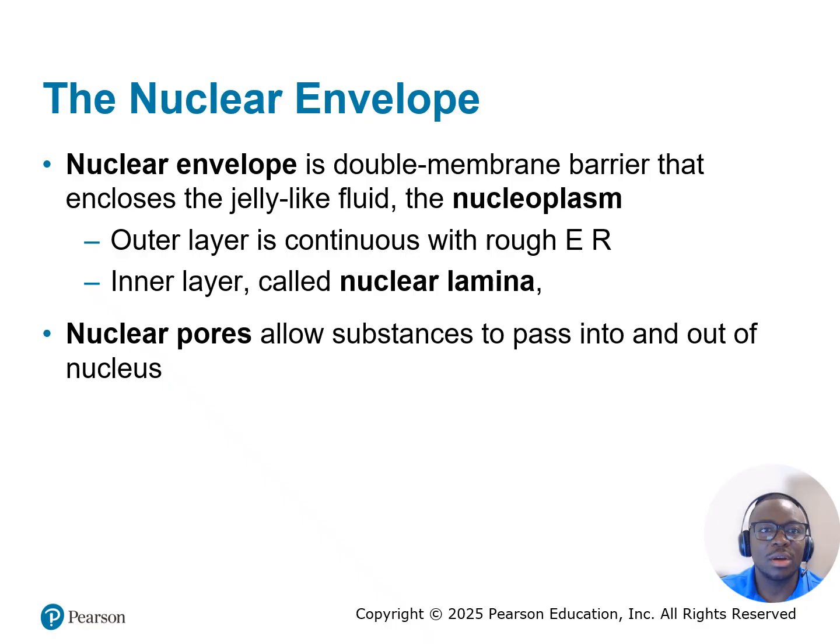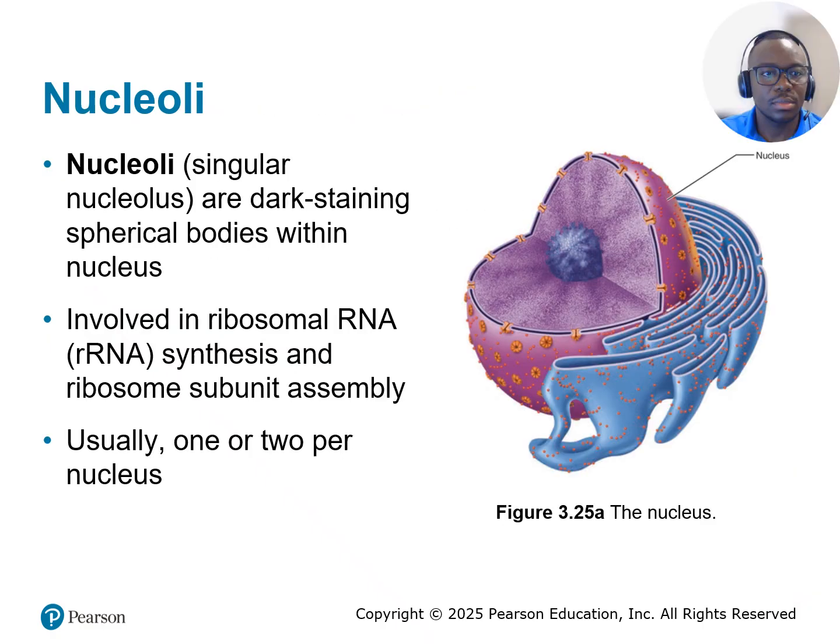The inner layer, called the nuclear lamina, is a network mesh of proteins that maintain nuclear shape and act as scaffolding for DNA. The nuclear envelope encloses the nucleoplasm, a jelly-like fluid in which other nuclear elements are suspended. The membrane has pores that allow substances to pass into and out of the nucleus. The nuclear pore is guarded by the nuclear pore complex, which regulates transport of specific large molecules.